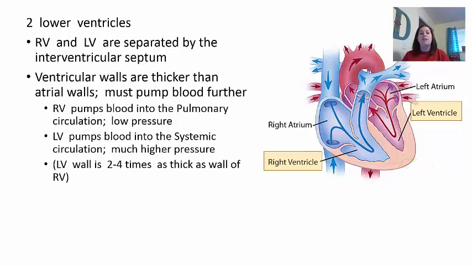Now, if you'll notice in this picture, you'll see that the ventricular walls are a lot thicker than the atrial walls are. And the reason is they have to pump the blood a lot further. Therefore, they're going to need a lot stronger muscles in this area to do this.